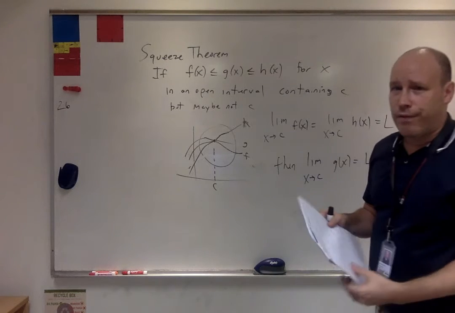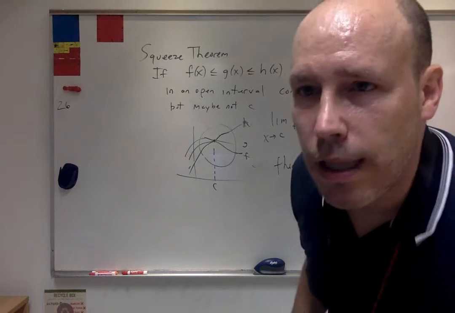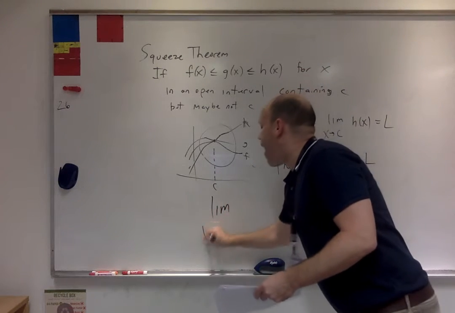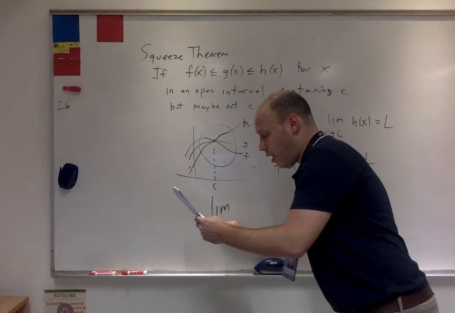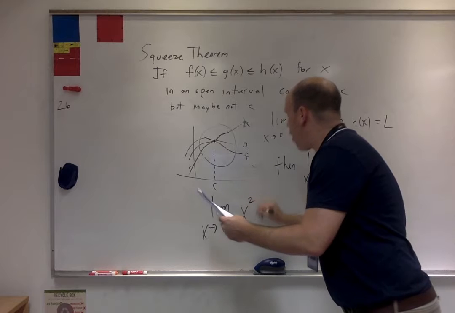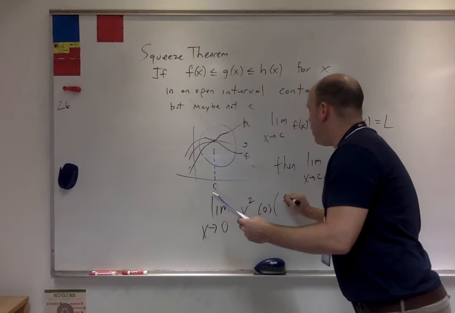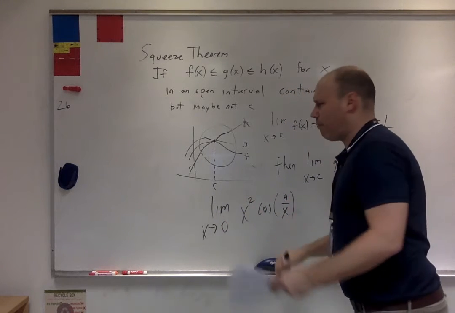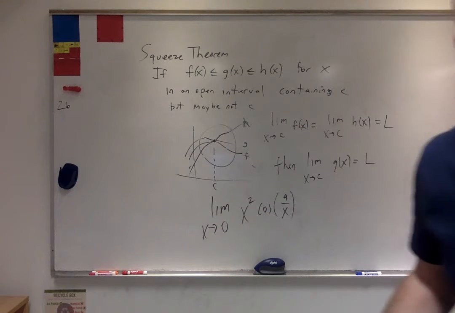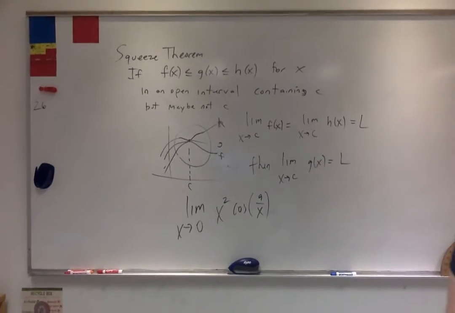Let's see an example of this. What is the limit as x approaches 0 of x squared cosine of 9 over x? So you're looking at it and you're like, Mr. Adler, how are we going to figure that out? We don't know limits about that.